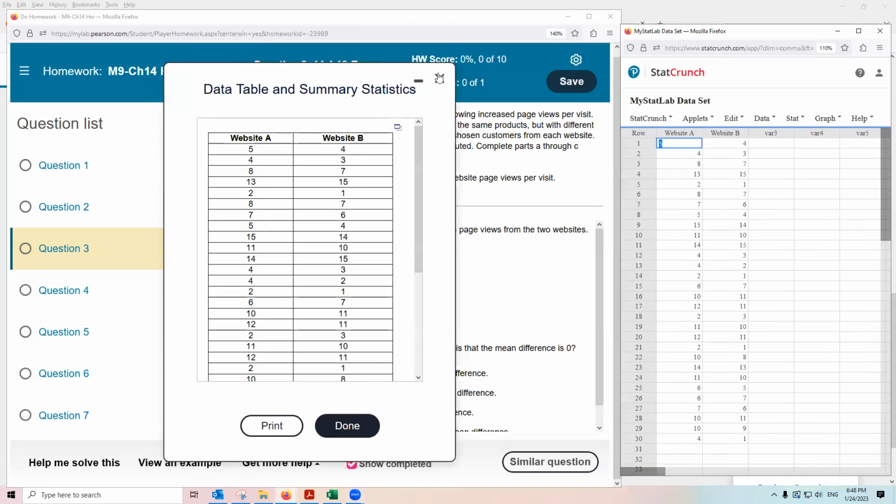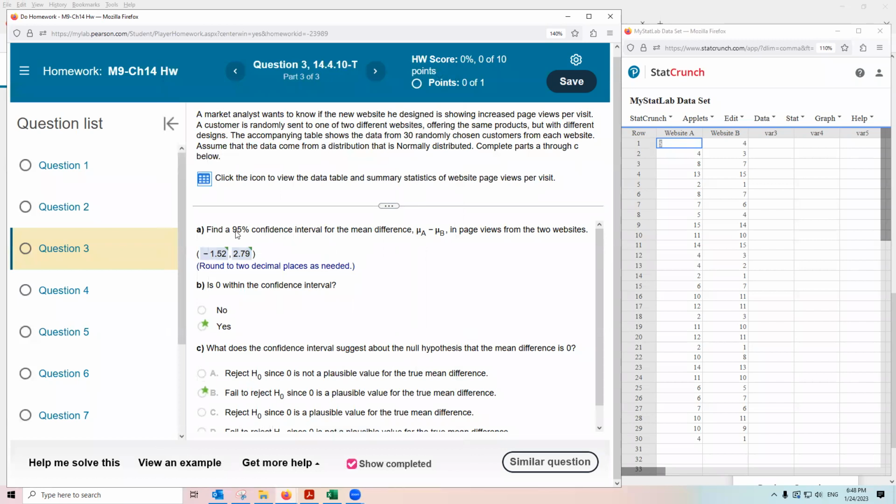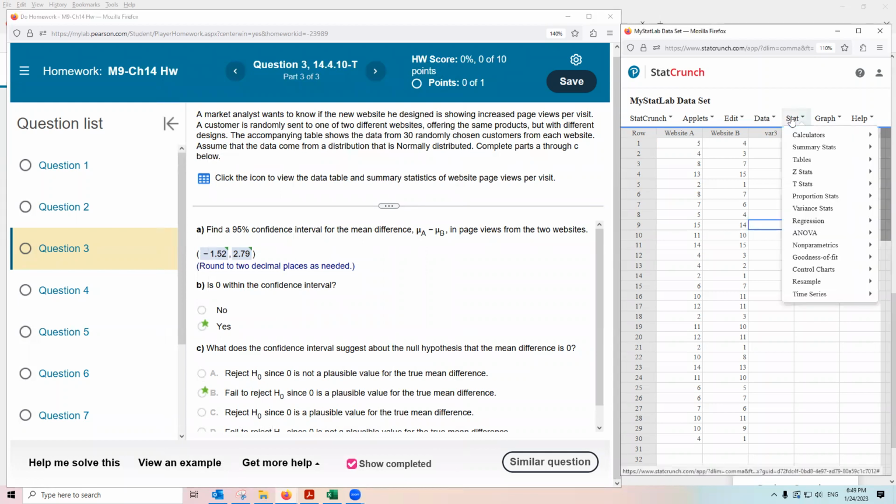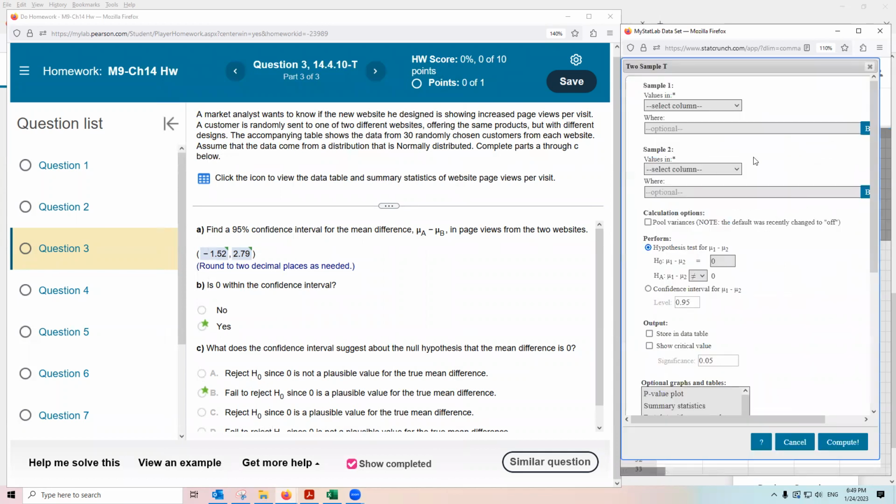Okay. So now I'm going to come up with a 95% confidence interval for the mean difference. All right, so what I'm going to do is go again to Stat, Stats, 2 samples with data. And I'm going to select website A for sample 1 and website B for sample 2. Now, instead of going to this hypothesis testing section, I'm going to come here to confidence interval because that's what they want in this example. So I'm going to click this button here for confidence interval. I'm going to leave this at 0.95 because they asked me for a 95% confidence interval.